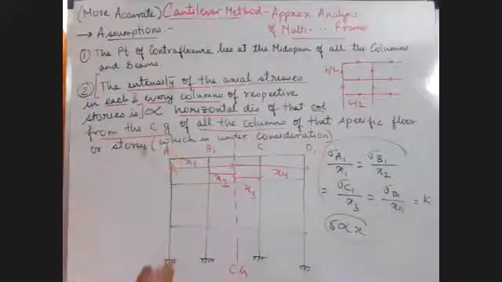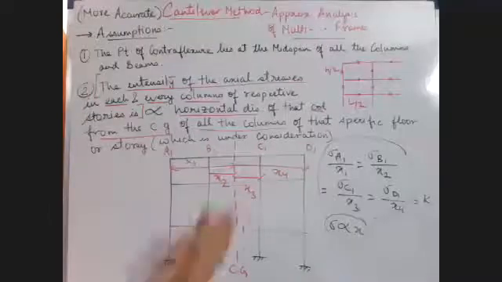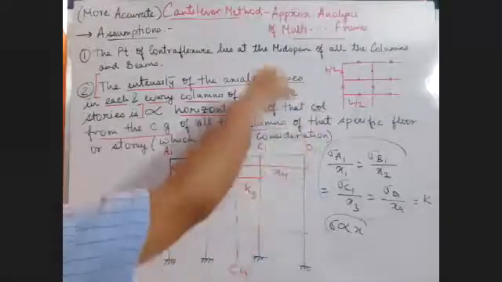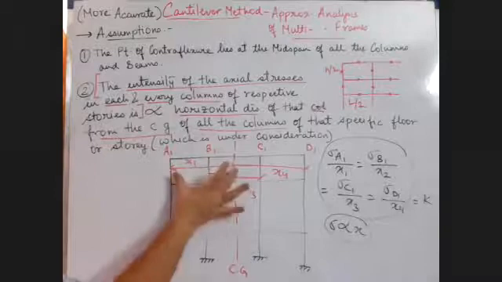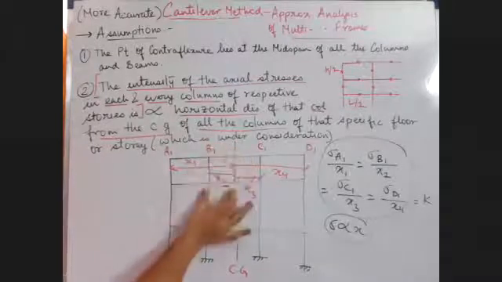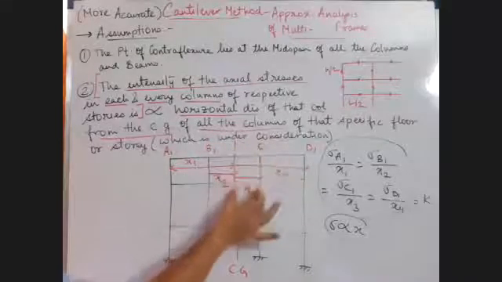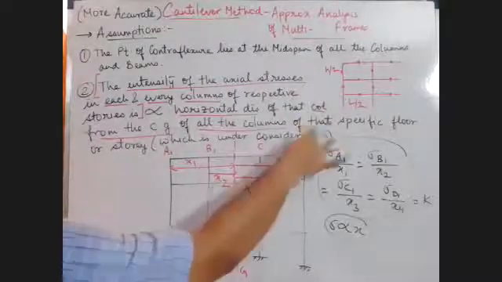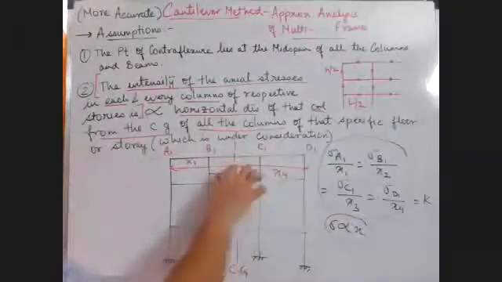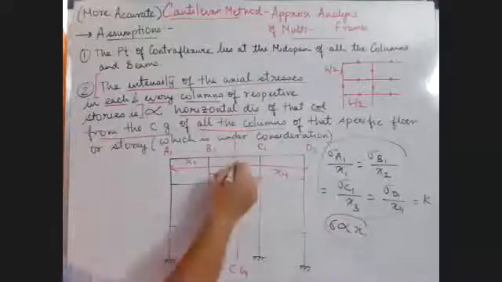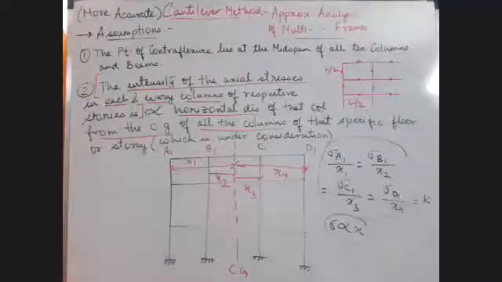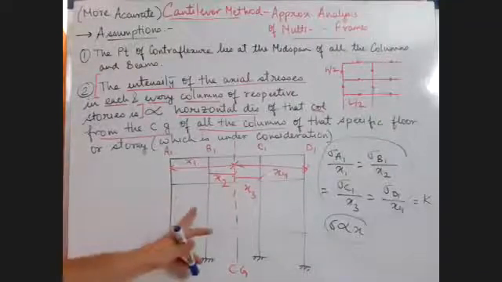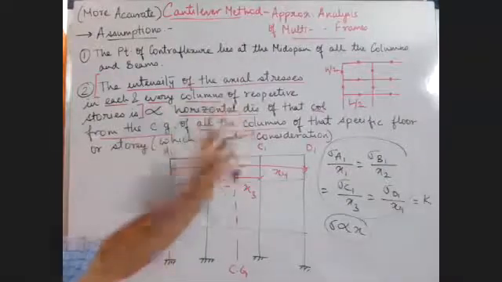That means in all the columns I have to know the area of the column and the axial forces. So the axial stress of A divided by x1, axial stress of B divided by x2, axial stress of C divided by x3, axial stress of D1 divided by x4. X1 means from here to here. So this is the full-fledged main assumption in the cantilever method.